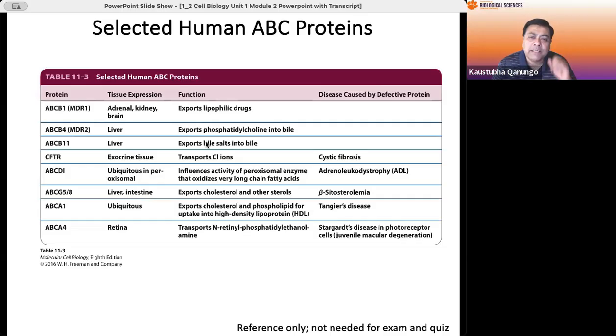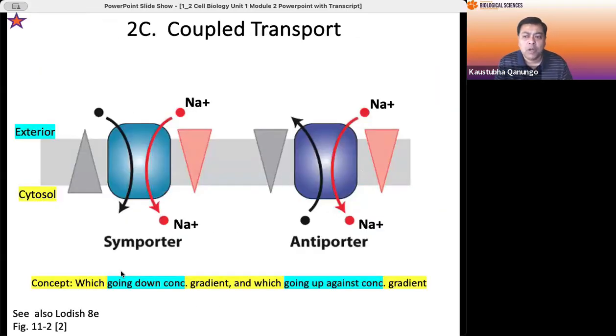Many different selected ABC proteins. You can see that these are MDR1s, MDR2s. These export lipophilic drugs, export phospholipid into the bile, and have many other functions. The overview of that, again, detail is not necessary. All right. So after that, we are looking at the coupled transport.